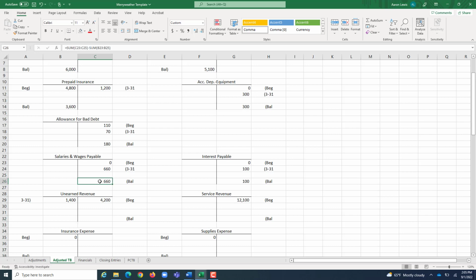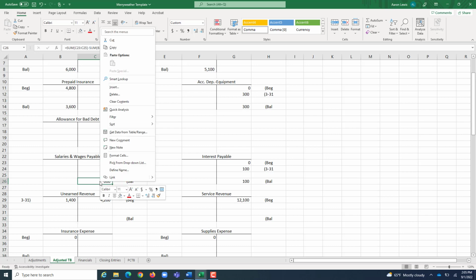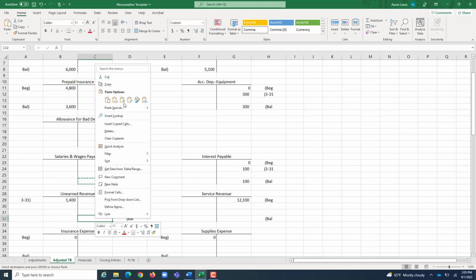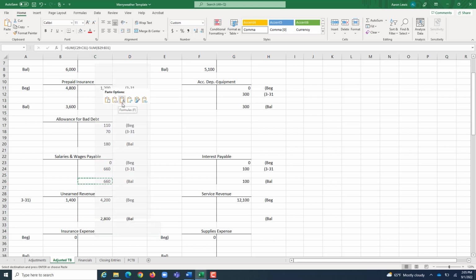Again, it is a credit balance account, just like salaries and wages payable, for example, so I can copy and paste that formula into the cell where I want to find our balance. The balance of that account is $2,800.